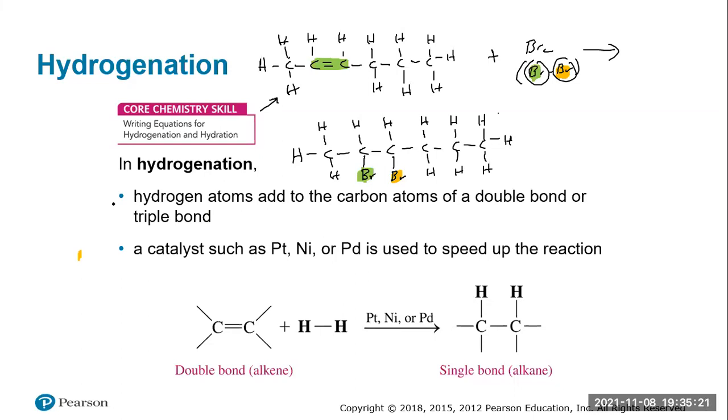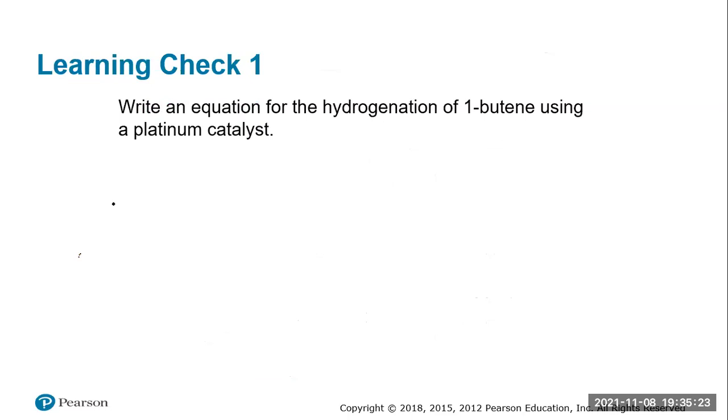Okay, so why don't you try this one? Write the equation for the hydrogenation of 1-butene using a platinum catalyst. So why don't you draw all those structures, both of those things you should know. So hydrogenation is adding hydrogen. So let's see what you come up with.